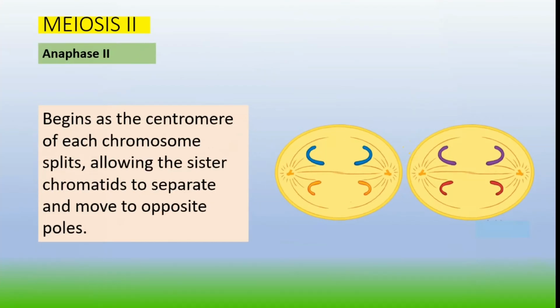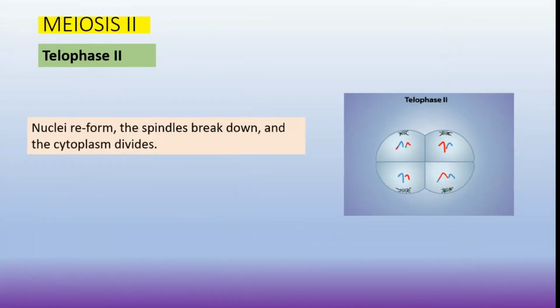Anaphase 2 begins as the centromere of each chromosome splits, allowing the sister chromatids to separate and move to opposite poles. Telophase 2. Nuclei reform, the spindles break down, and cytoplasm divides.